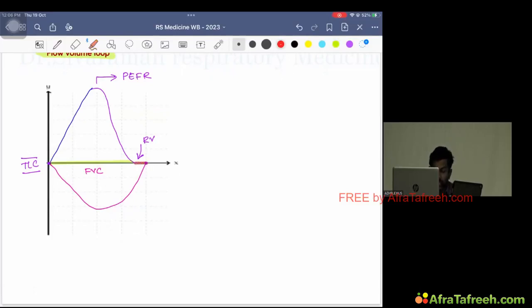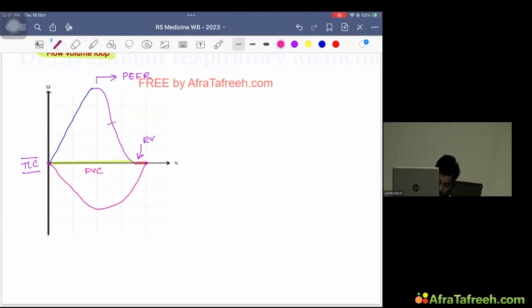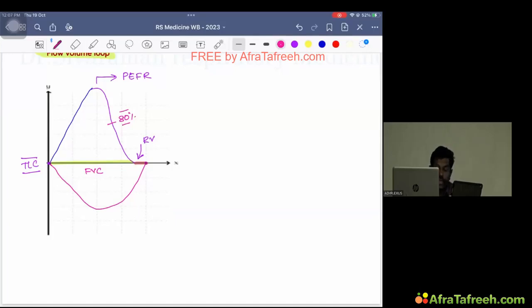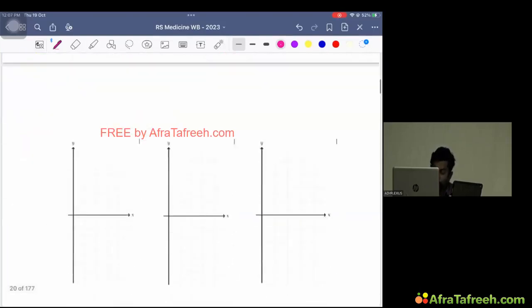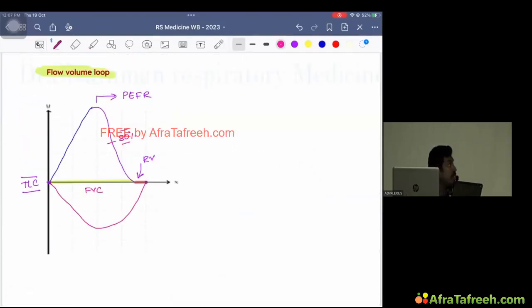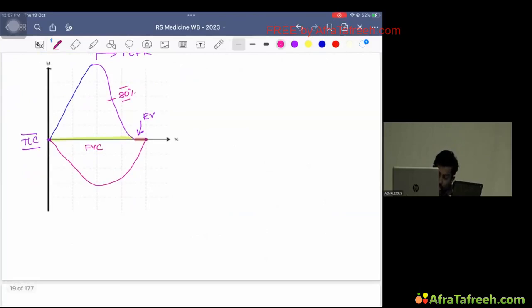Just for imagination's sake, the air is coming out through the larger airways followed by medium sized airways. So almost this point is the 80% point. But you cannot calculate the percentage here because this is a flow volume loop. Approximately this corresponds to 80% of the air. This is the inspiratory limb and this is the expiratory limb.